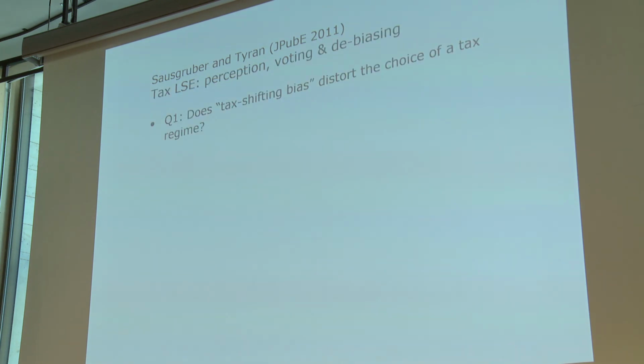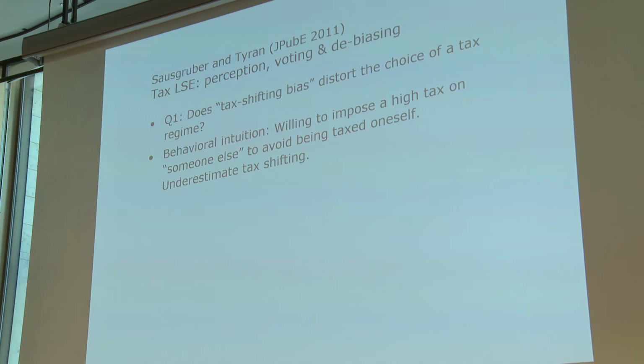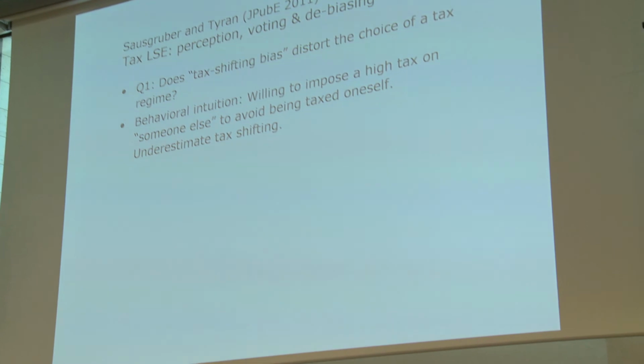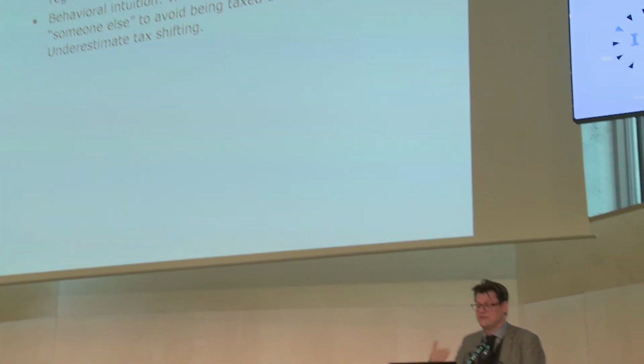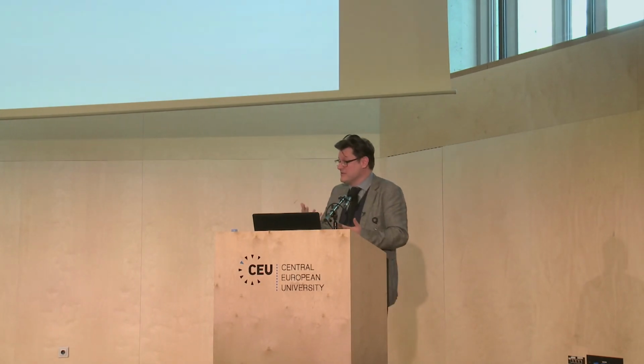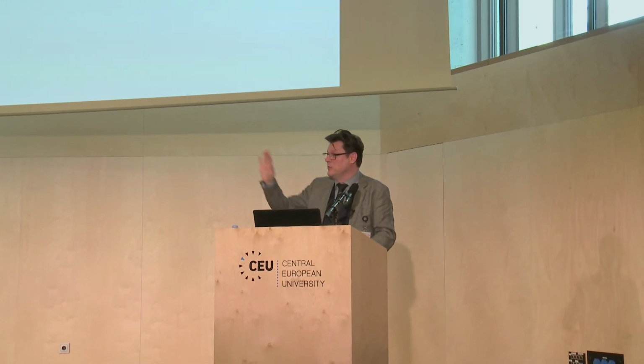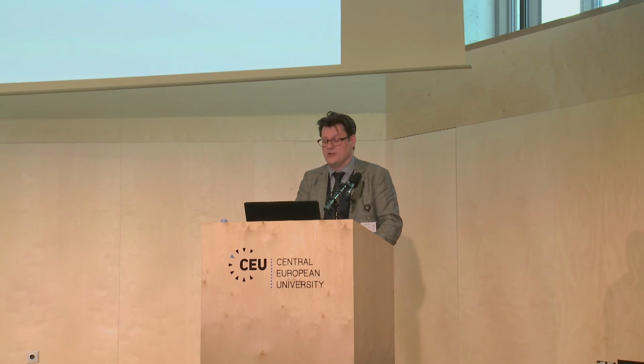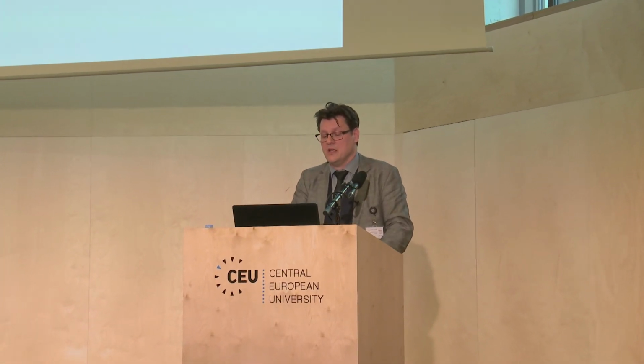And that's our hypothesis, really, that people underestimate the extent of tax shifting. They think legal incidence is what counts. So if we tax the sellers, they are going to bear the tax. They underestimate how much the tax is going to be shifted to them. That's our behavioral hypothesis. And if you think so, then you would be willing to accept higher taxes on the other side of the market.